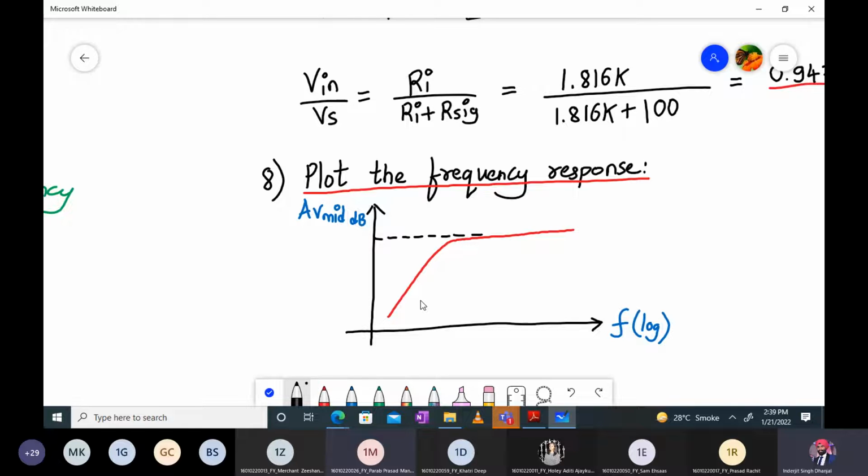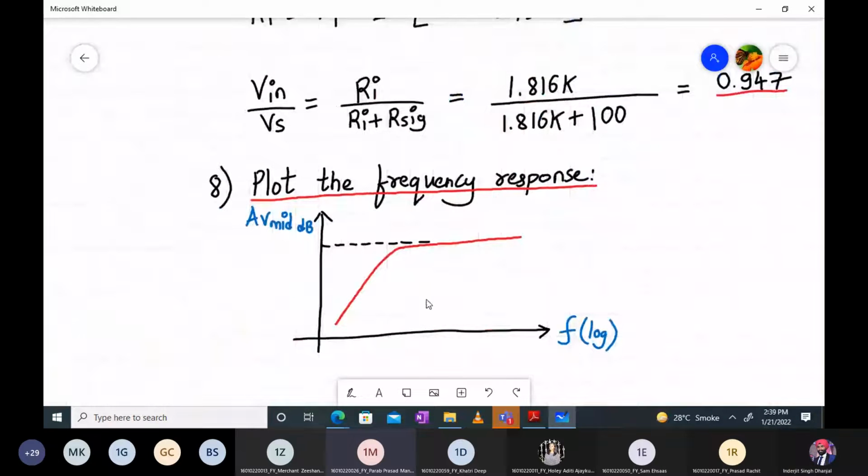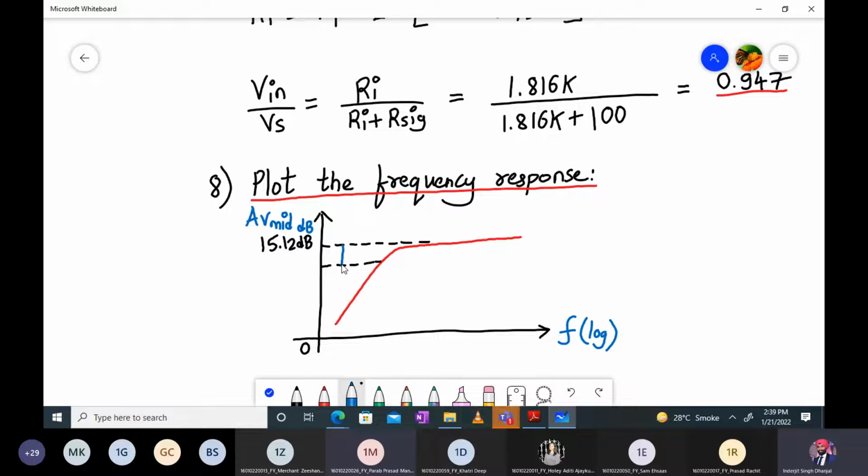And how will you calculate FL from here? This value is how much? AV mid maximum value is how much? 15.12. So this value over here is 15.12 dB. When you do in your labs, experiment number 1 is about this only, calculating the frequency response, plotting the frequency response. So how will you calculate it? Go 3 dB down. This is 3 dB down.